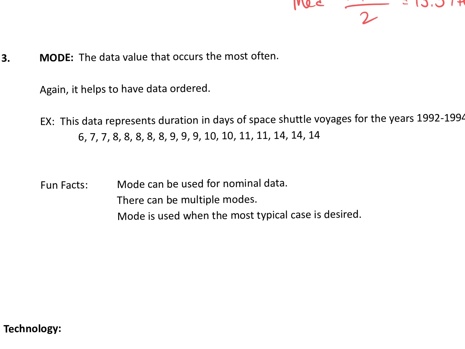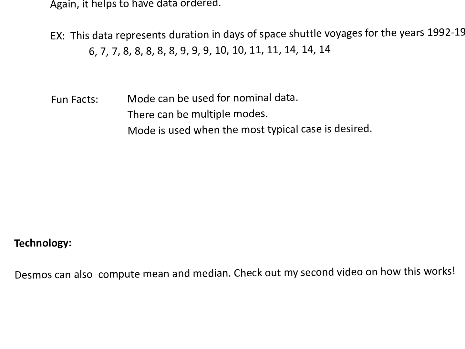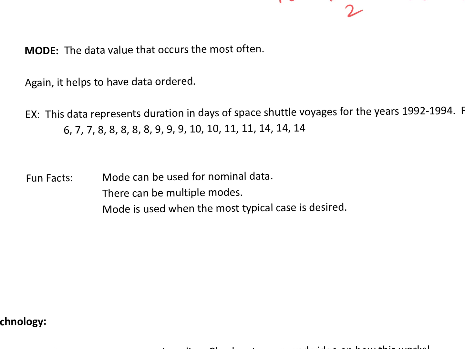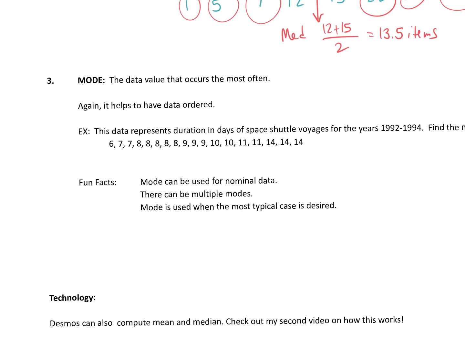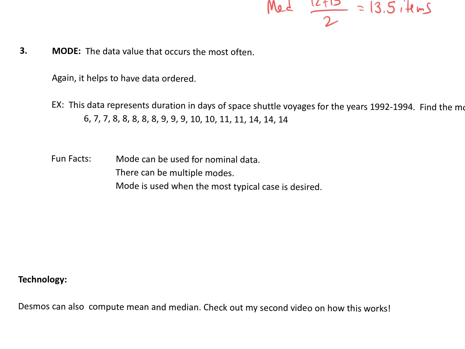Now, lastly, we have the mode. Mode is just typically going to be something we can do by finding the data point that happens the most often. This happens a lot with data that is categorical, that has words instead of numbers. So this is the data for the duration in number of days of the space shuttle voyages for certain years. If I'm looking for which number occurs the most, it looks like 8 occurs the most. I have 5 instances of 8, so the mode is simply 8.